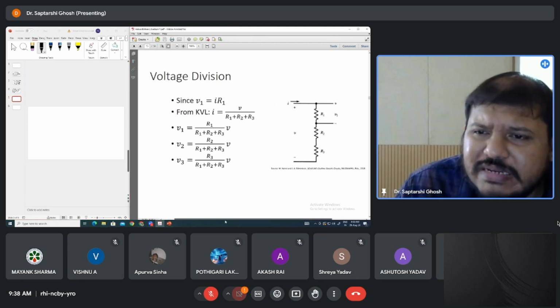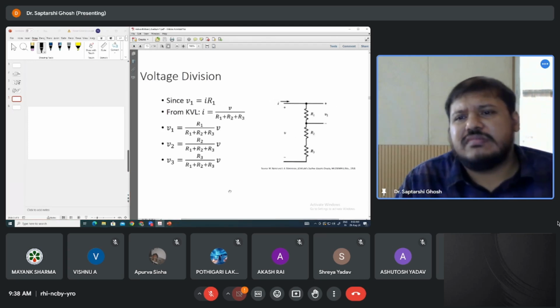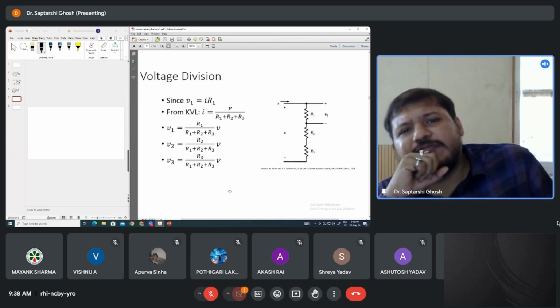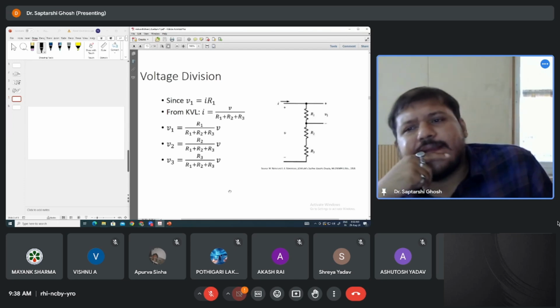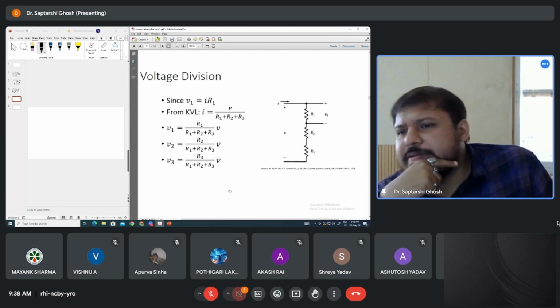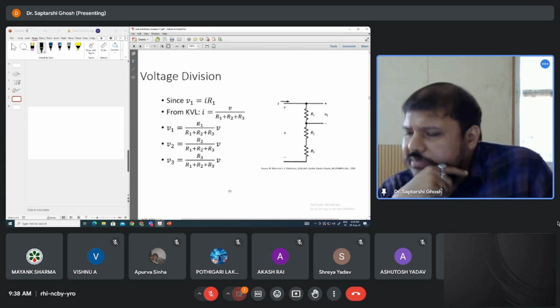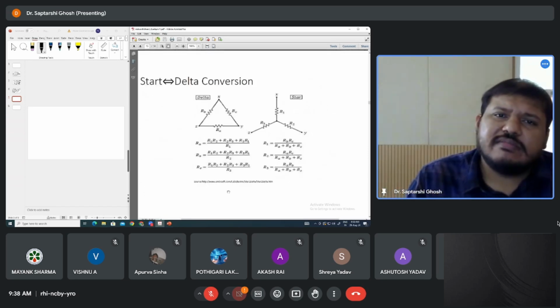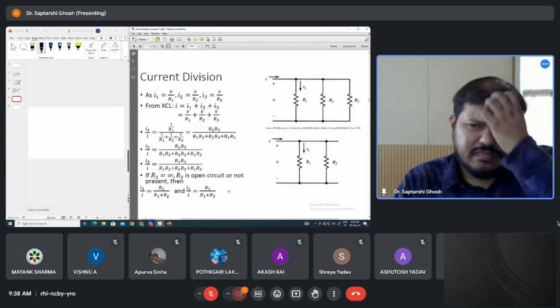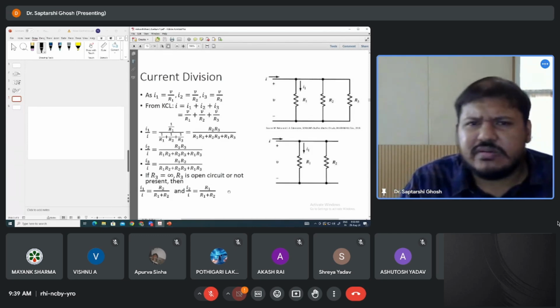So some application of this. One is voltage division. Very important. Voltage division and current division. These two are very important.